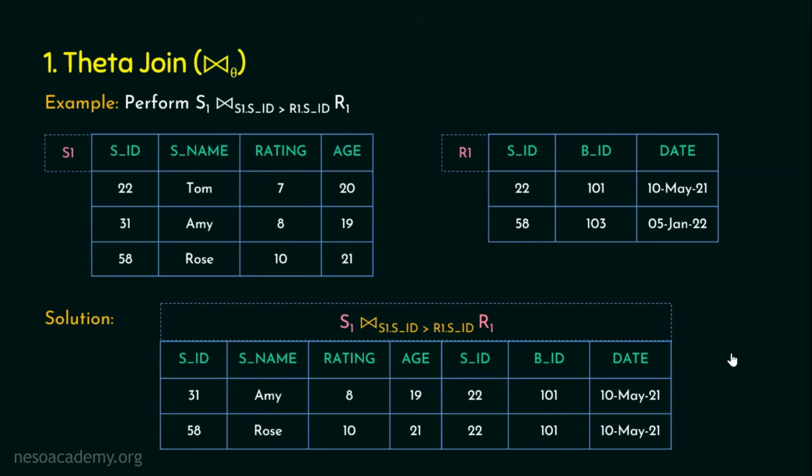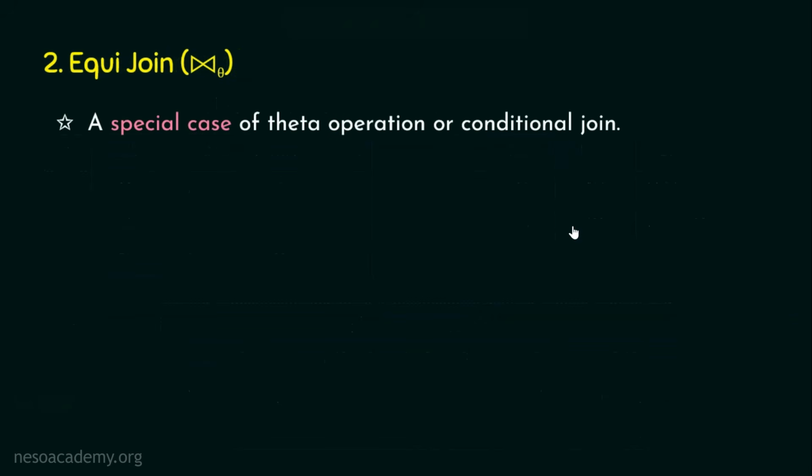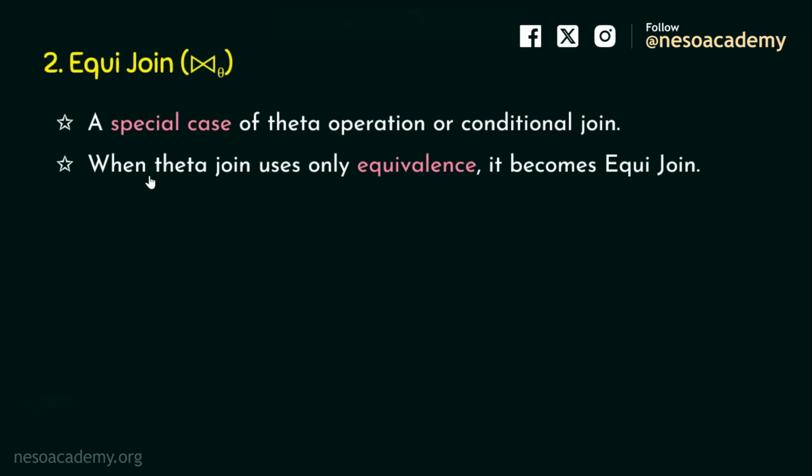In the similar way, we are going to apply the second join, which is the Equ Joint. And here, instead of having other operators, in Equ Joint will be having only equal to as the operator. Let's see that now. In the second type of inner join, which is the Equ Joint, this is also a special case of the theta join operation or the conditional join operation, where here this theta join uses only equivalence. It means equal to as the conditional operator. If the theta join uses equal to as the conditional join operator, then it becomes the Equ Joint.